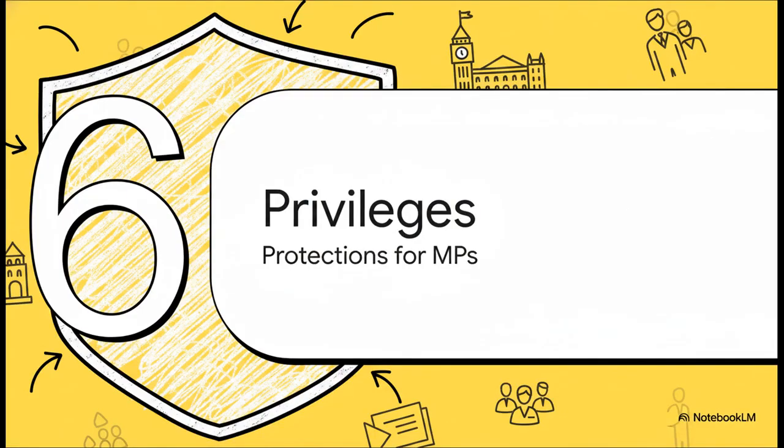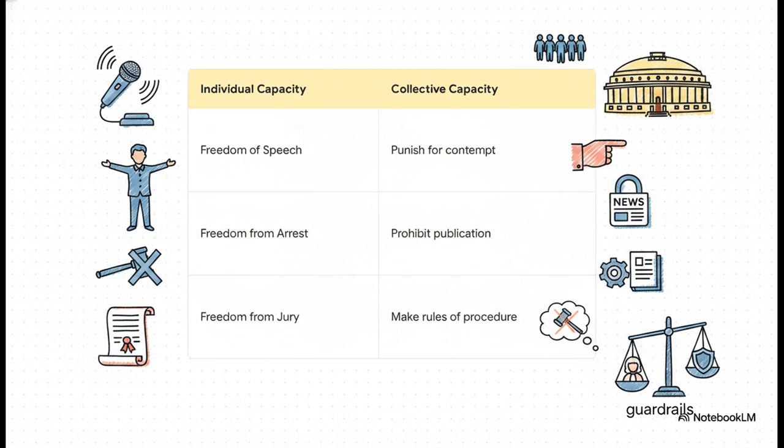And finally, Section 6, Parliamentary Privileges. Let's examine the protective casing built around our MPs. This is what allows them to do their jobs effectively and, most importantly, without fear. We can break down Article 105 into individual and collective privileges. Individually, MPs enjoy immense freedom of speech in Parliament. They are literally immune from any court action regarding what they say or how they vote in there. Collectively, the House as a whole can punish individuals for contempt and formally prohibit the publication of its proceedings.